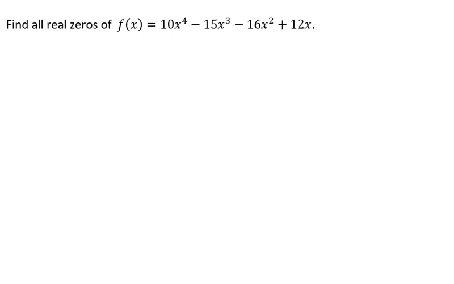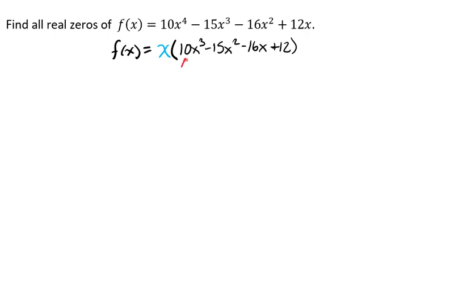So what you might notice here is that each of the terms has an x in common. So we're going to go ahead and factor that out. So we're actually going to have f of x equals, we're going to factor out our x, and then that's going to give us 10x to the third minus 15x squared minus 16x plus 12.